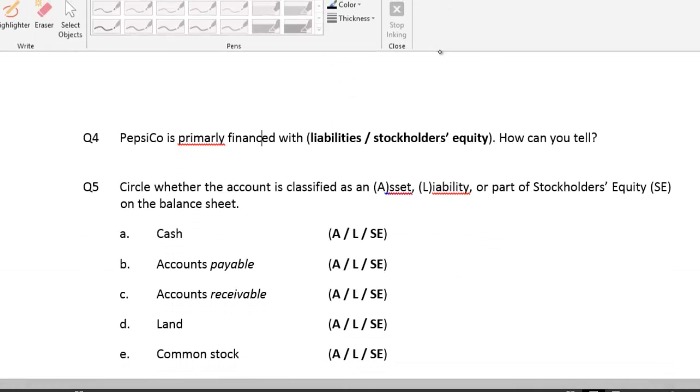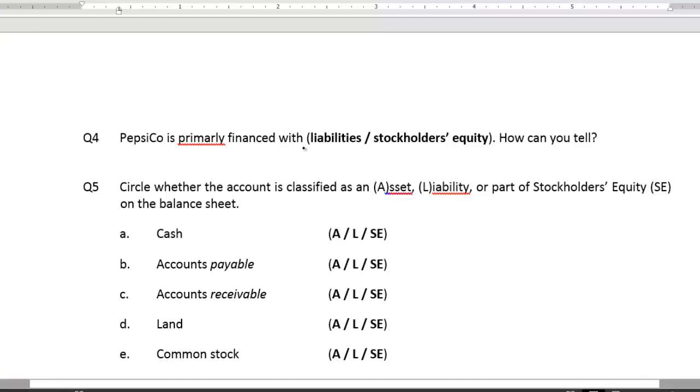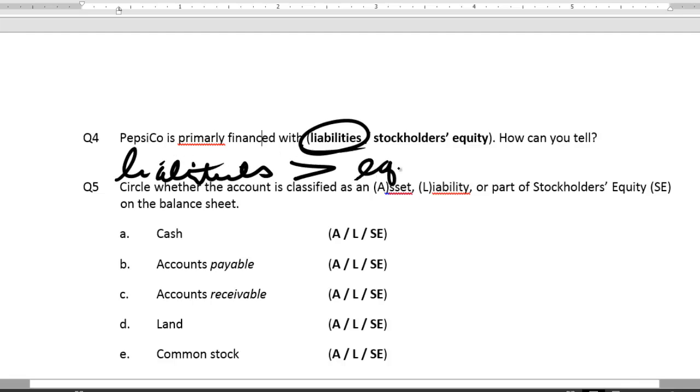So the way you can tell is because liabilities exceed equity.